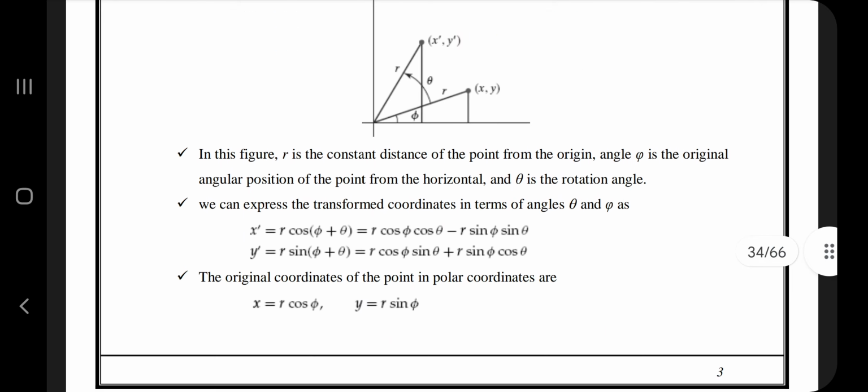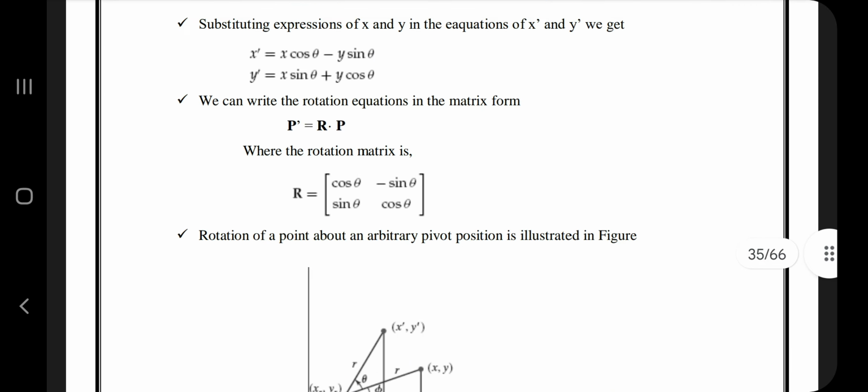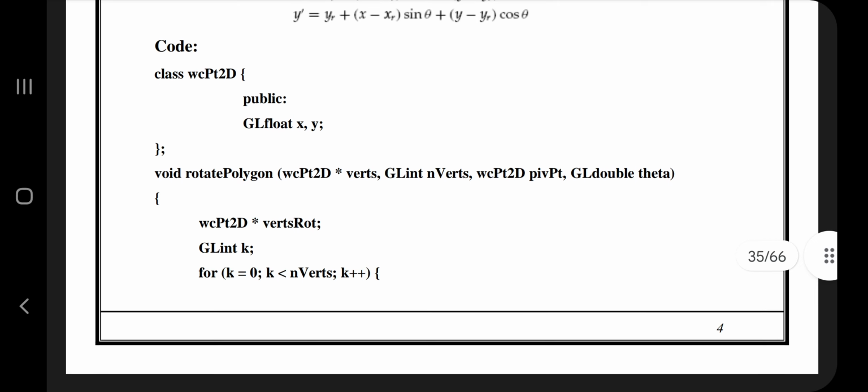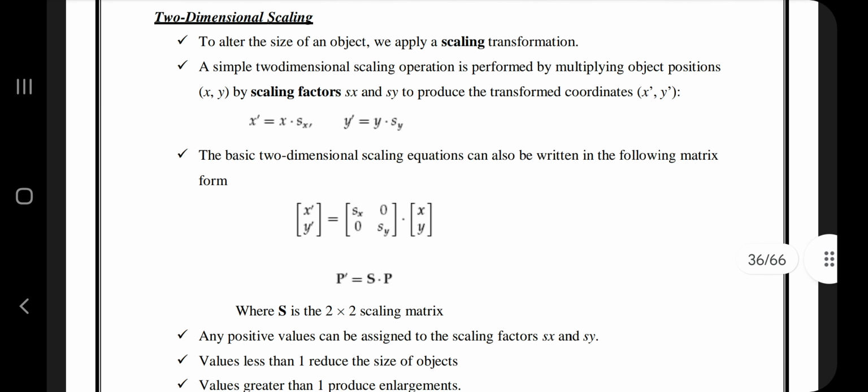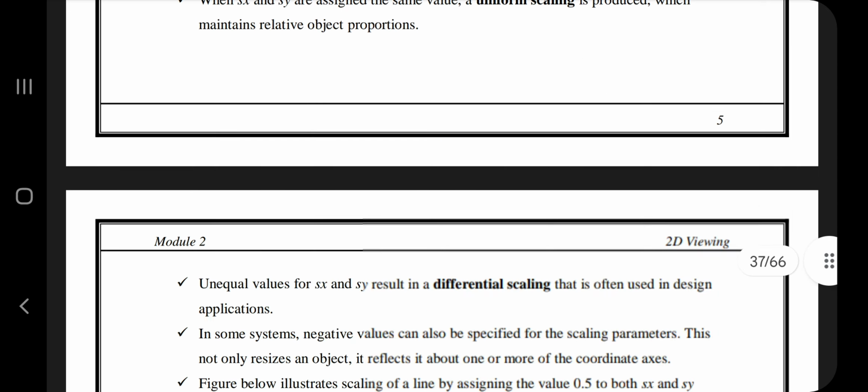Okay, so the thing which you have to keep in mind is this matrix equation: cos theta, minus sin theta, cos theta. By using this matrix, you will be multiplying with the corresponding point to get the final point. Okay, that I will be discussing in the numerical part. For scaling, you will be using this matrix Sx 0, 0 Sy. With the corresponding point you will multiply to get the final point.